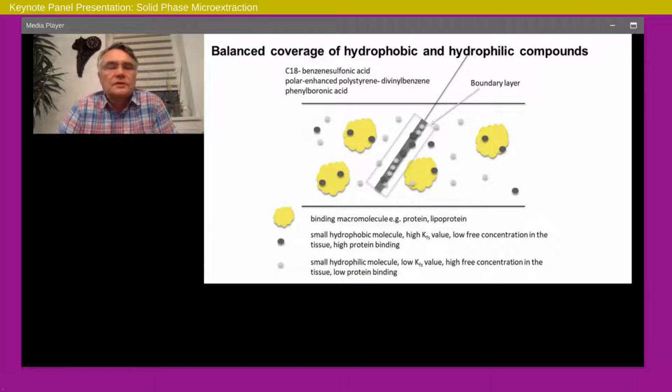So here the slide demonstrates that. You have this fiber with extraction phase. In addition, around the fiber exists a so-called boundary layer. So it is a static layer. This exists in any type of system placed in a fluid or tissue. So in order for the large molecules to go through, it takes a long time.